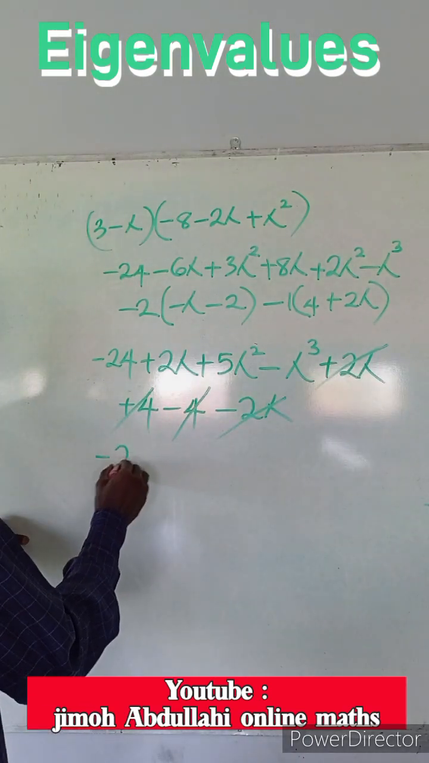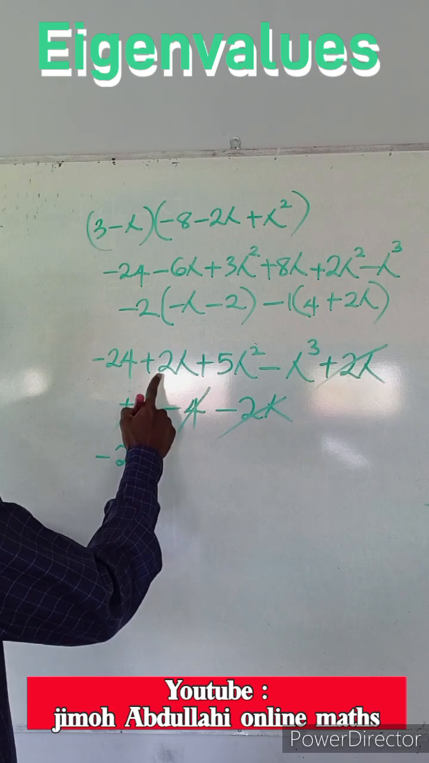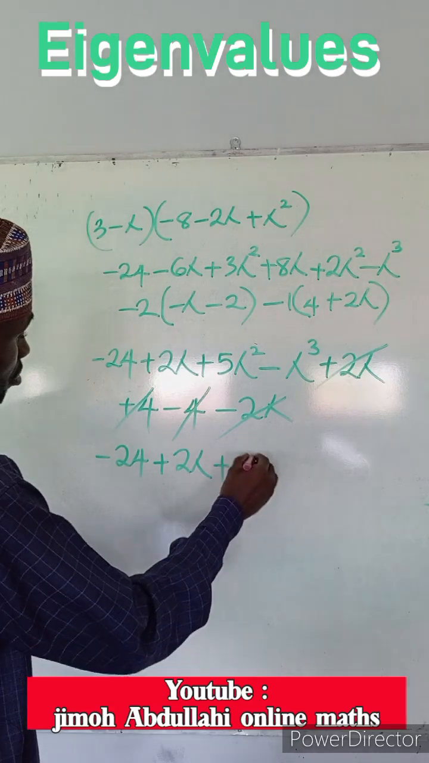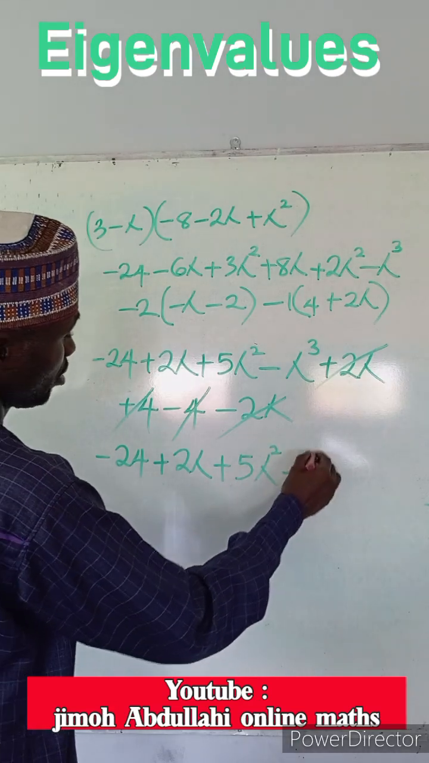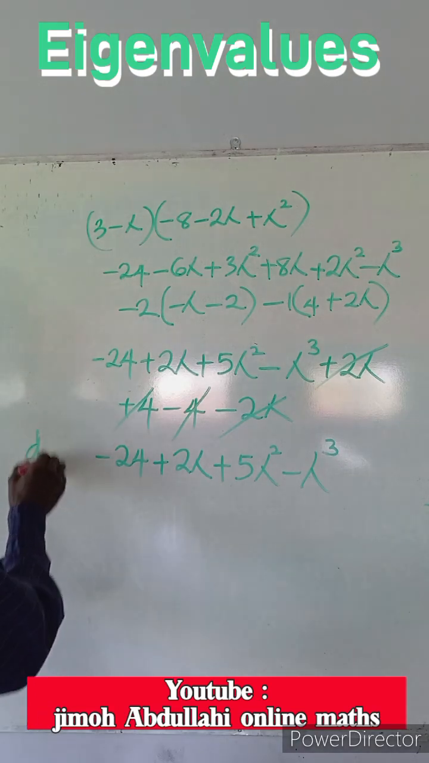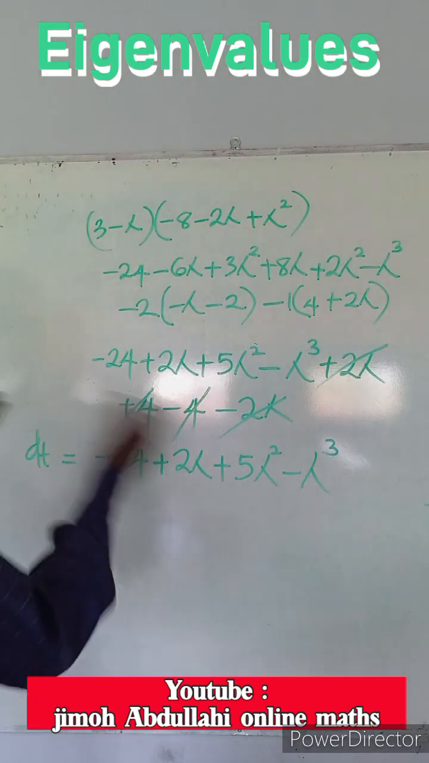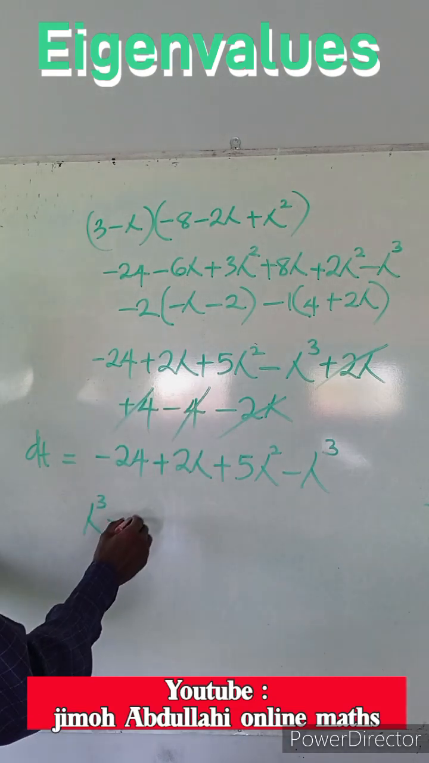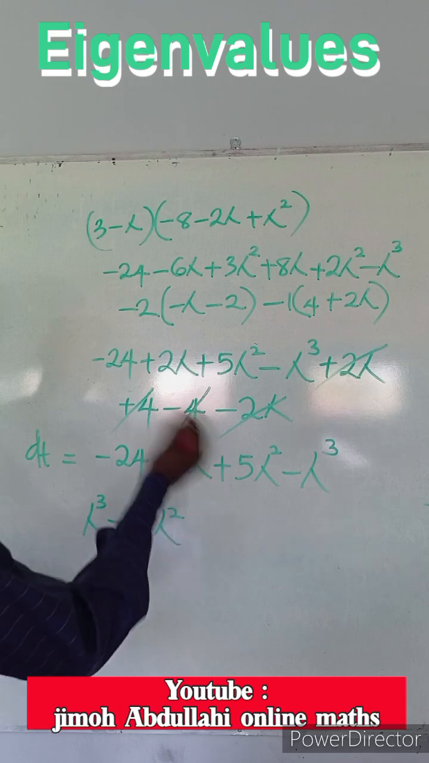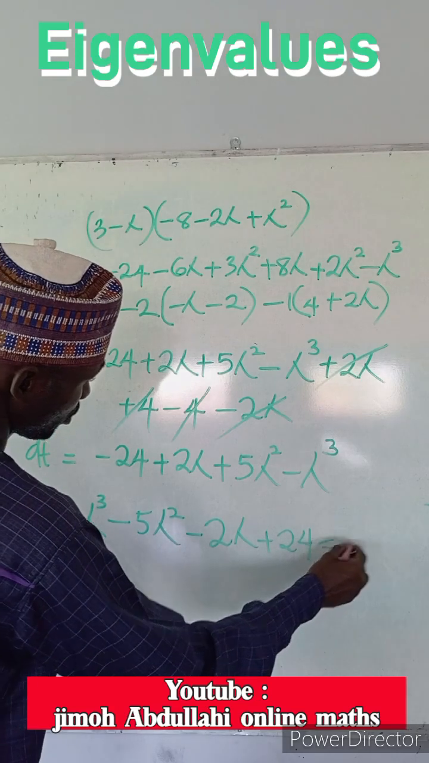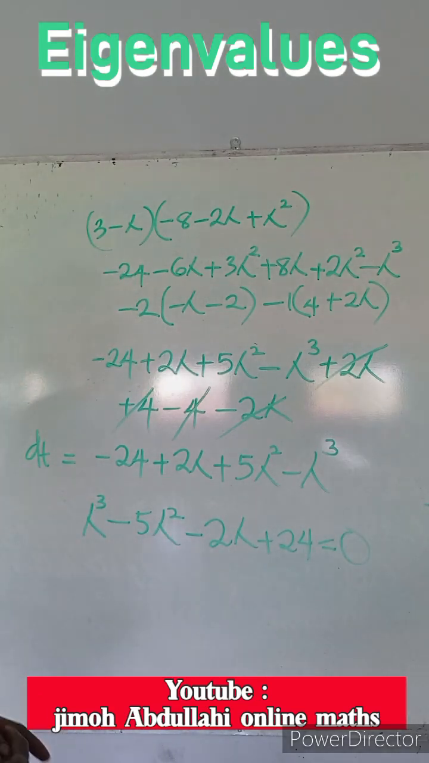So we now have minus 24, then plus 2 lambda plus 5 lambda squared minus lambda cubed. So that's our determinant is equal to this. So we can bring everything in to have lambda cubed minus 5 lambda squared minus 2 lambda plus 24 equals 0. So that is where we are going to continue.